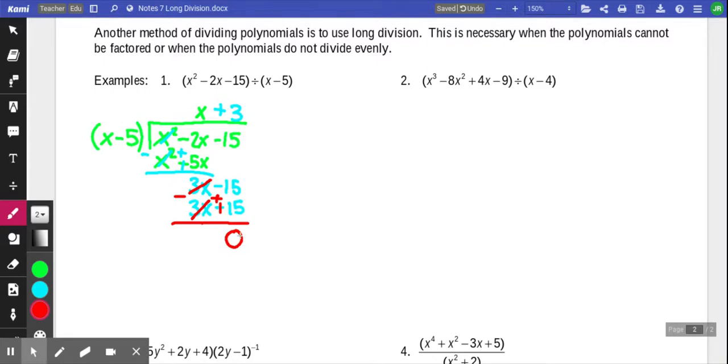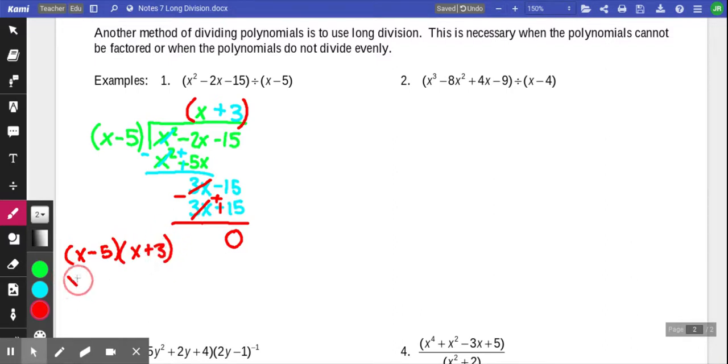My remainder of 0 tells me that I can take x minus 5 times x plus 3 and get x squared minus 2x minus 15. If you want to do that off to the side, you actually could. So x minus 5 times x plus 3.